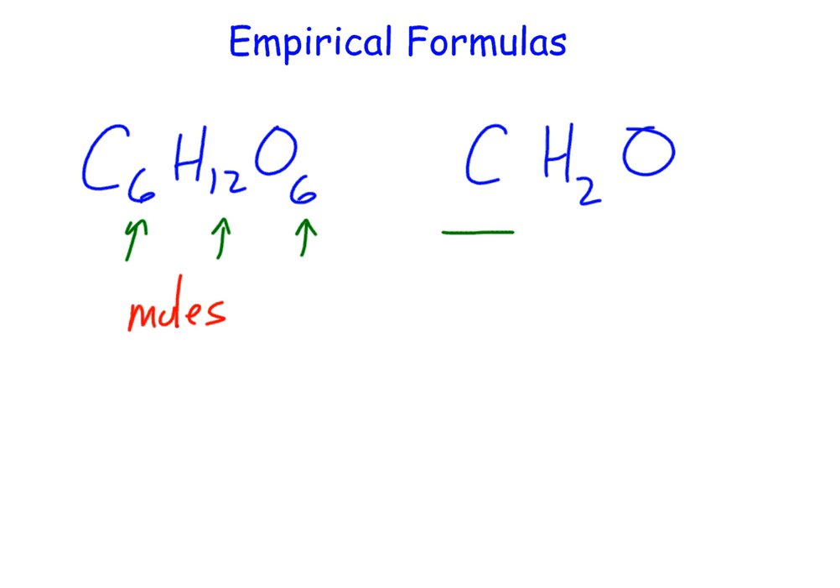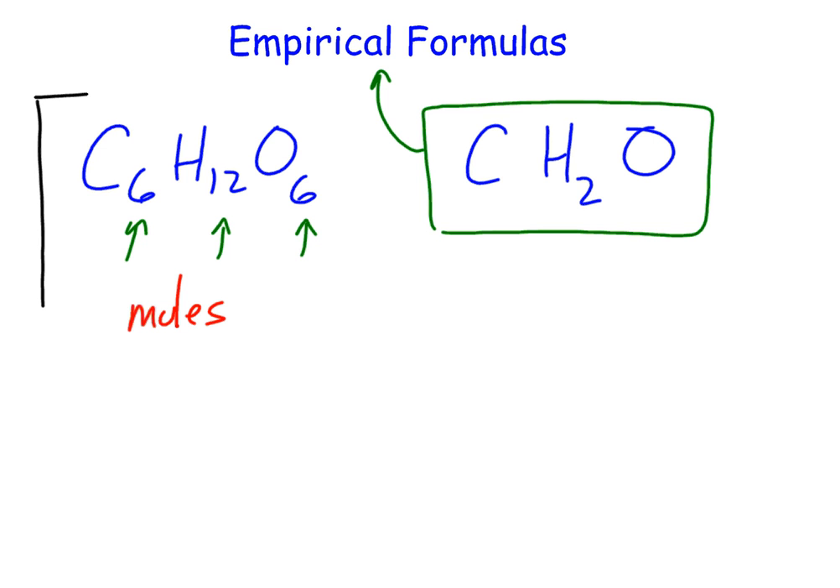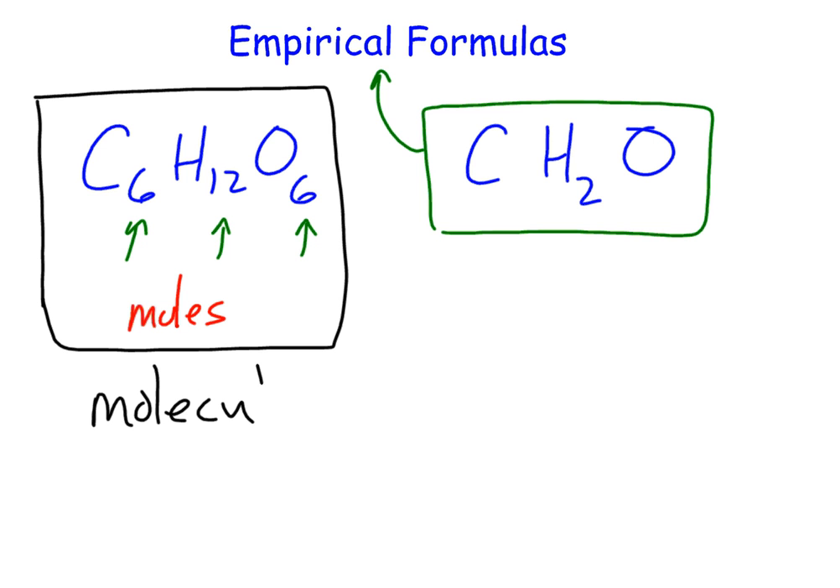This CH2O would be the empirical formula for glucose. And again, remember that the original one we had here is the molecular formula, which would actually come in the next segment, where we're going to take the empirical formula and try to figure out what the molecular formula would be. But just so you get an idea of what the empirical formula is, let's take a look at an example.